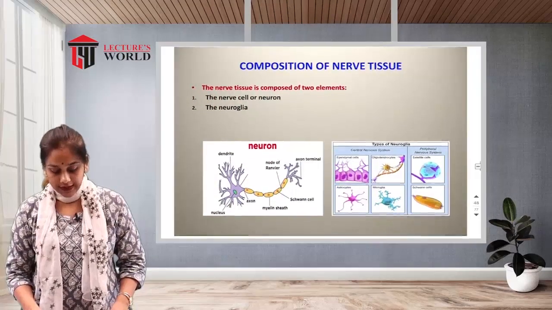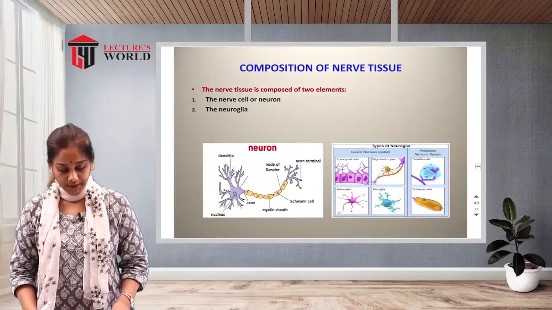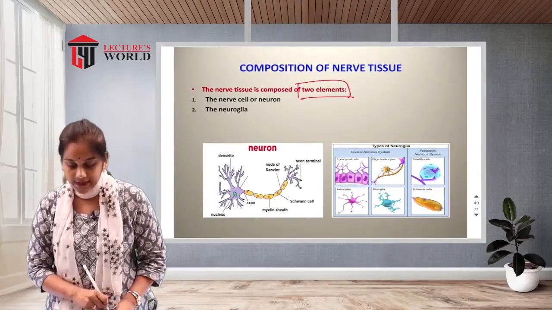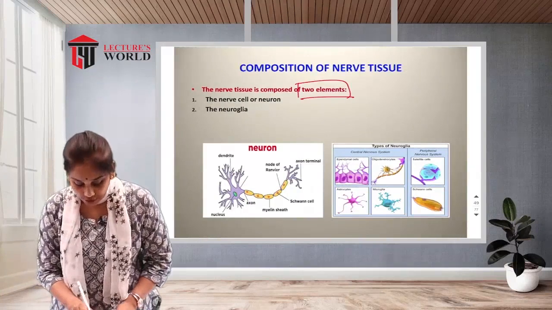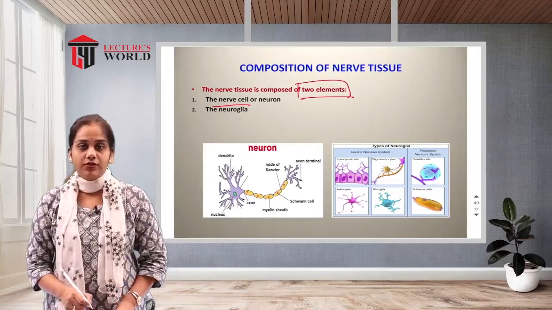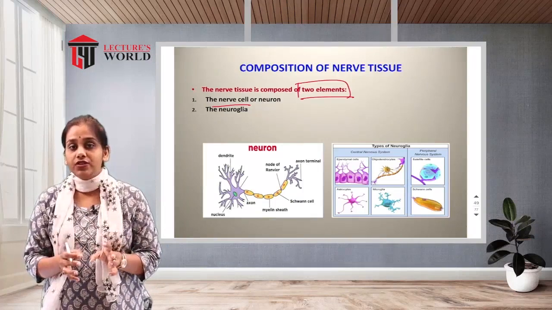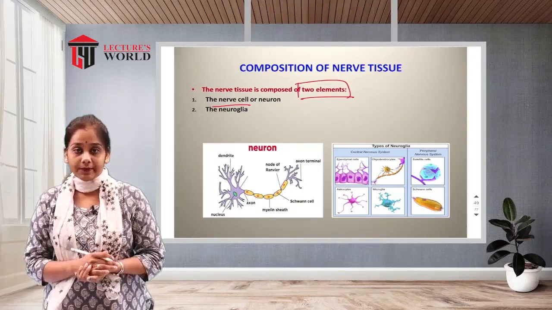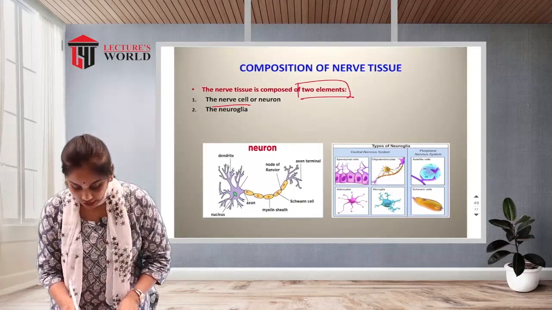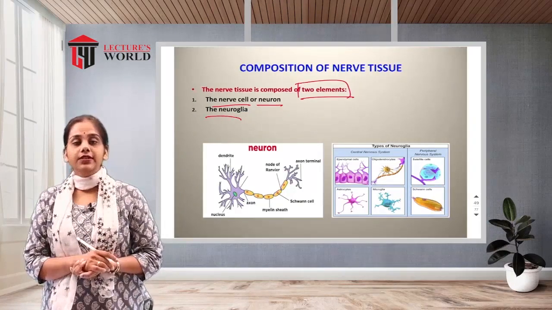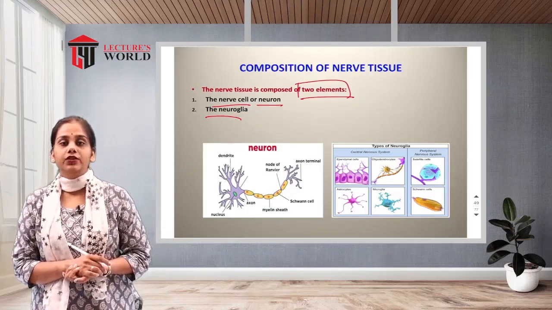Now let us see the composition of the nerve tissue. Nerve tissue is composed of two major elements. The first one is nerve cells, also known as neurons. The neuron is the structural and functional unit of the nervous system. The second one is glial cells, or we can say neuroglia.